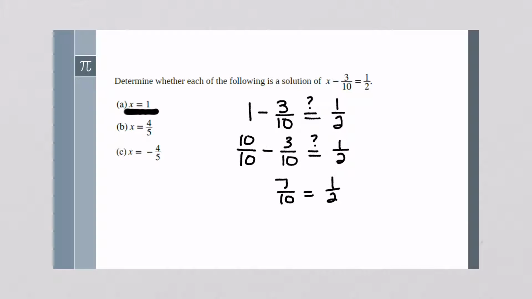Well, one way to check is you can cross multiply and see if those numbers are equal to each other. 1 times 10 is 10, 7 times 2 is 14. Those are not equal to each other, so you would say no, not a solution of that.